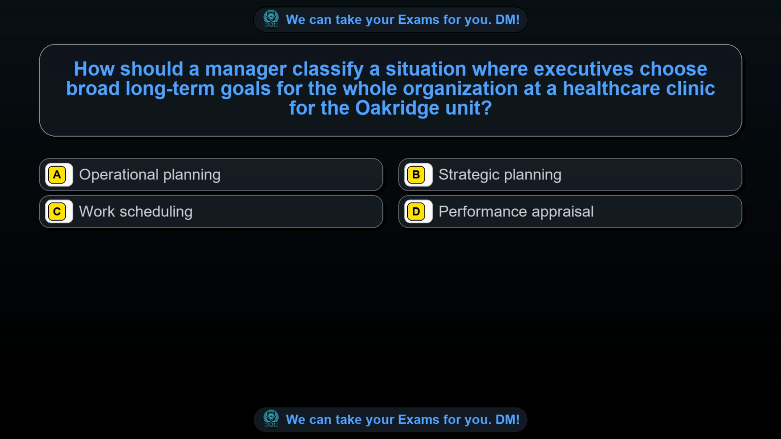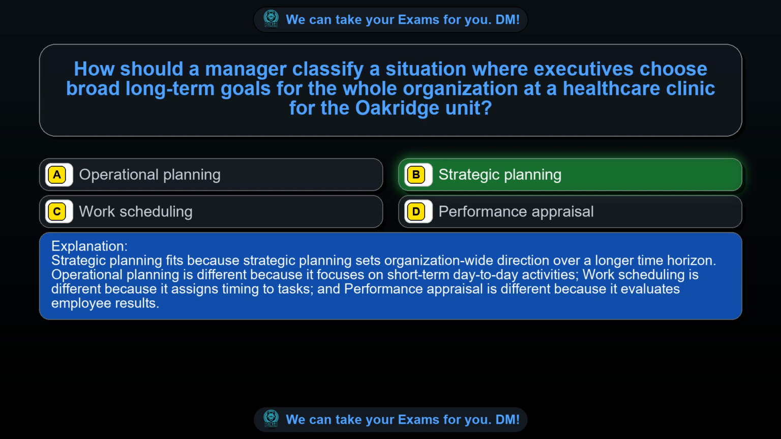Question 19. How should a manager classify a situation where executives choose broad long-term goals for the whole organization at a healthcare clinic for the Oak Ridge unit? Option A, operational planning. Option B, strategic planning. Option C, work scheduling. Option D, performance appraisal. The correct answer is option B, strategic planning.